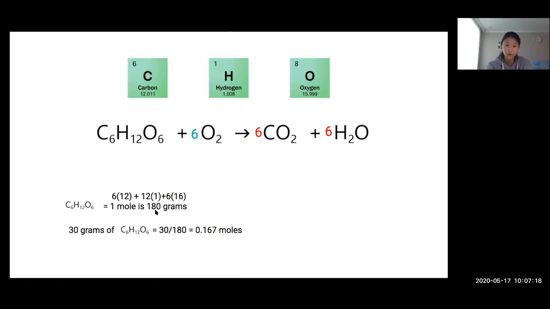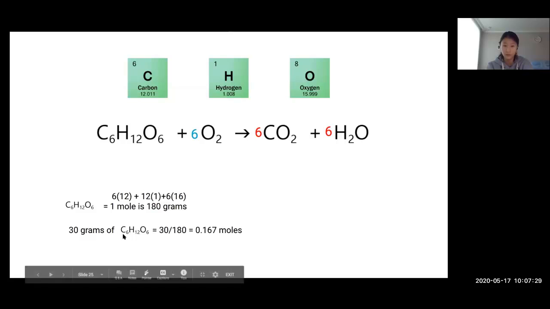So here we have C6H12O6, which we solved previously was 180 grams. But the question is asking us, what if we have 30 grams of C6H12O6? So we would divide 30 by 180, and this would give us 0.167 moles of C6H12O6 if we had 30 grams of glucose.